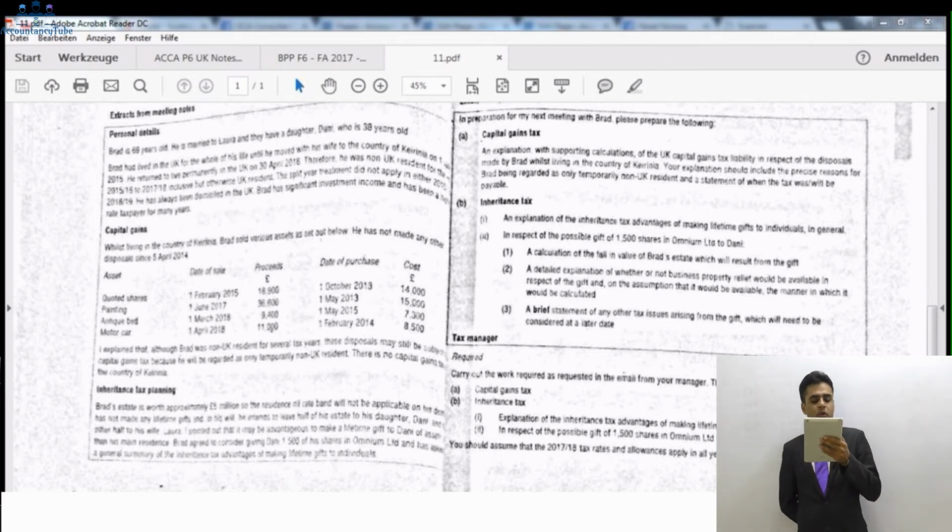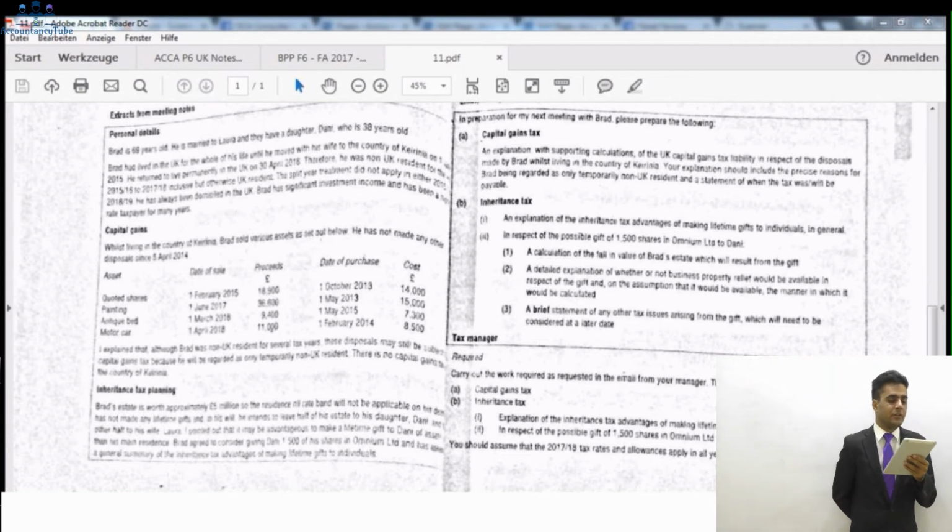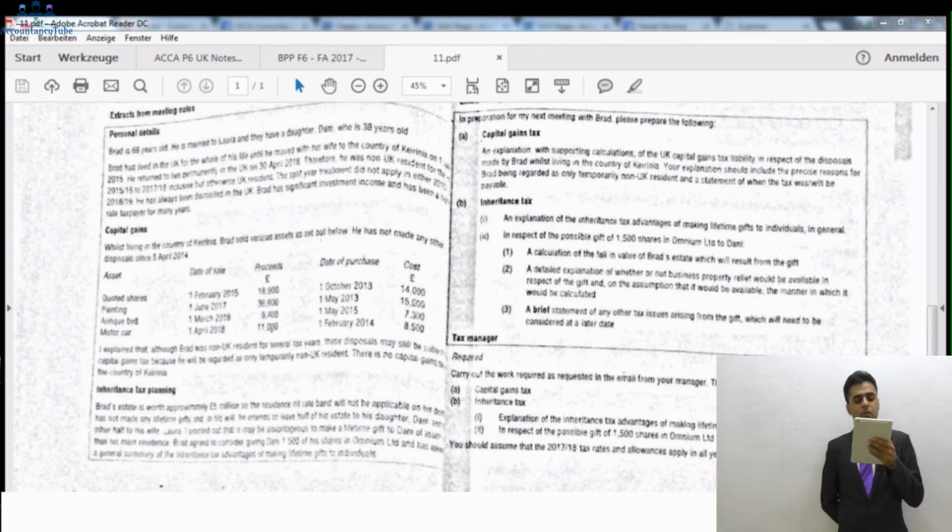Right, when the question starts, there's a heading of capital gains, so we'll have to read that one. Before that, just read the personal details paragraph as well, which will give us the background: when he's leaving the UK and what his intentions are. Brad is 69 years old. He's married to Laura and they have a daughter, Danny, who is 38 years old. Brad had lived in the UK for the whole of his life until he moved with his wife to the country of Kyrenia on 1st of January 2015.